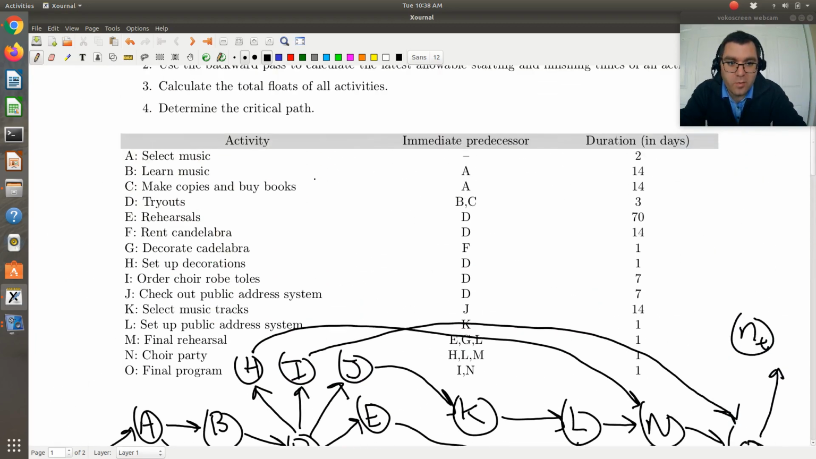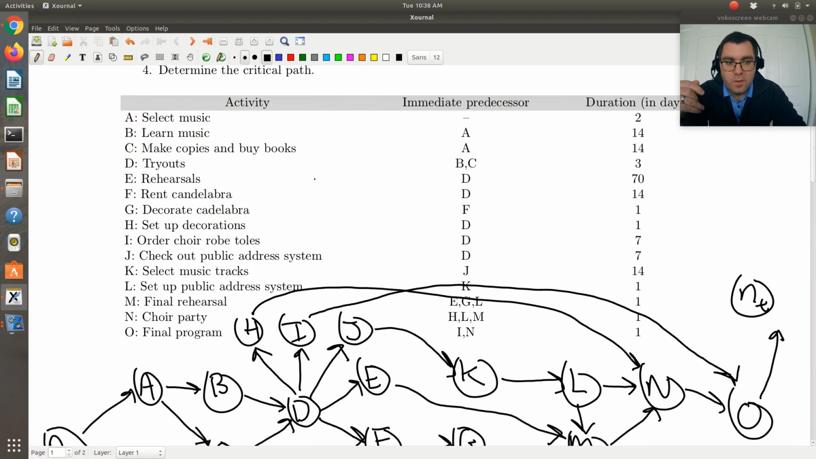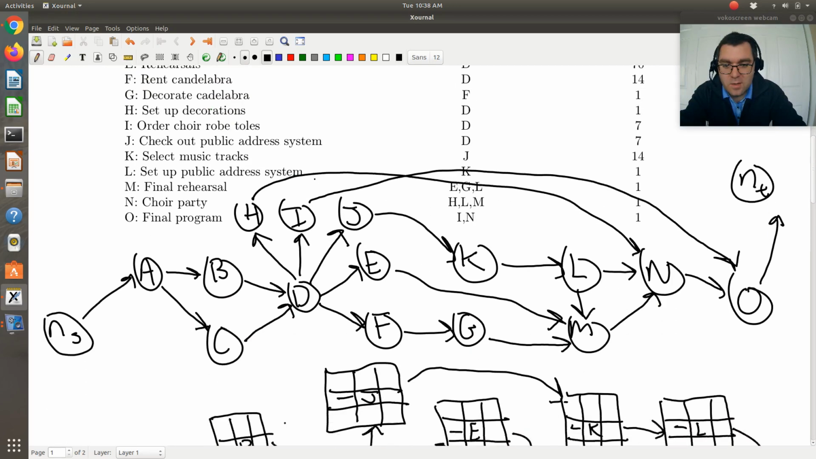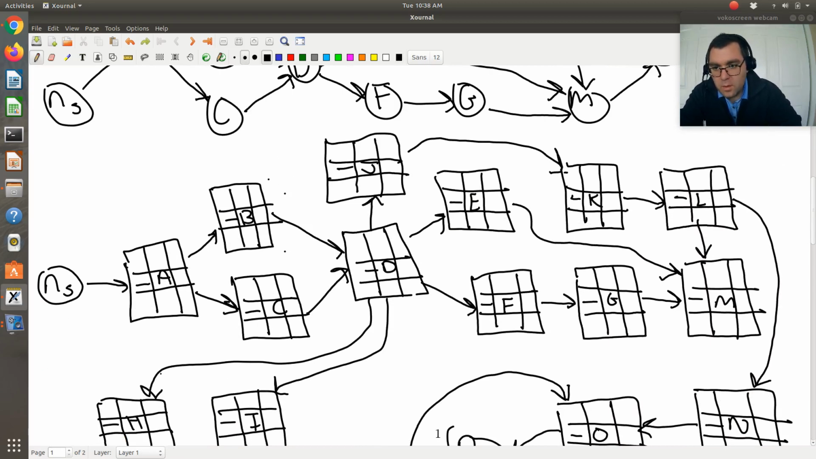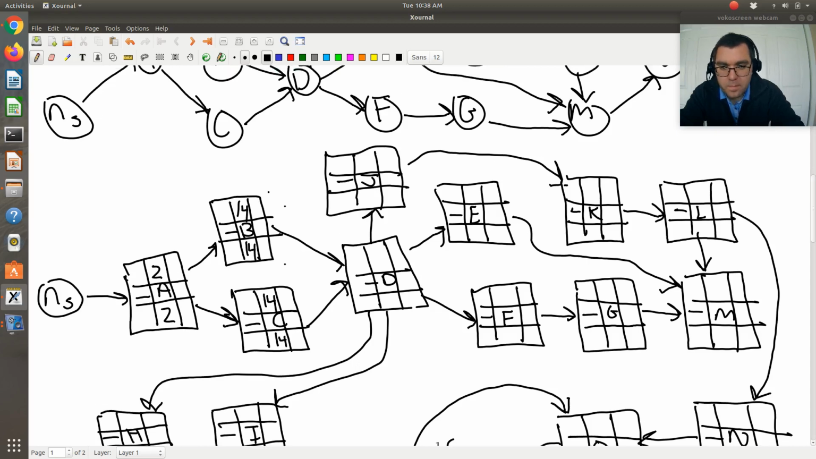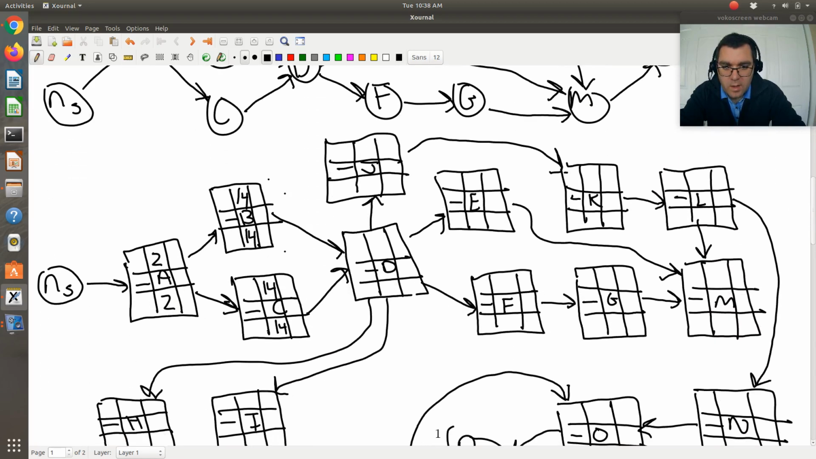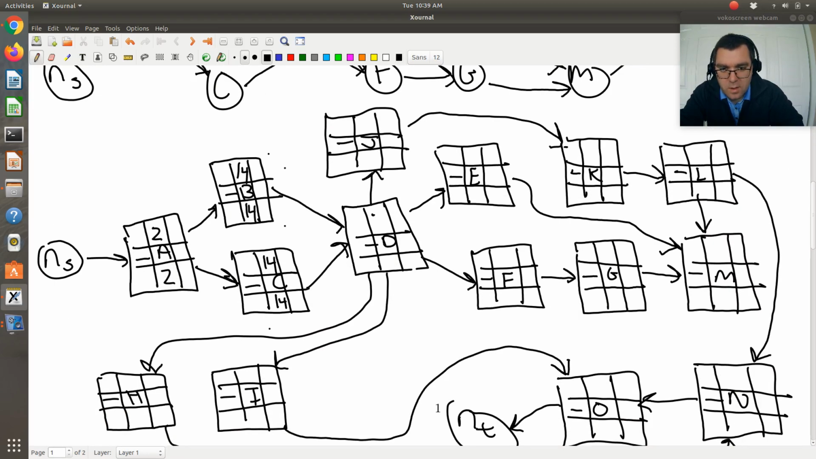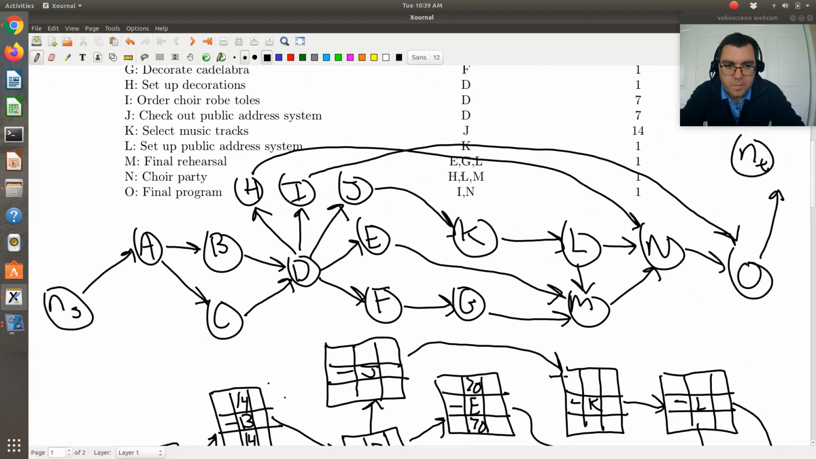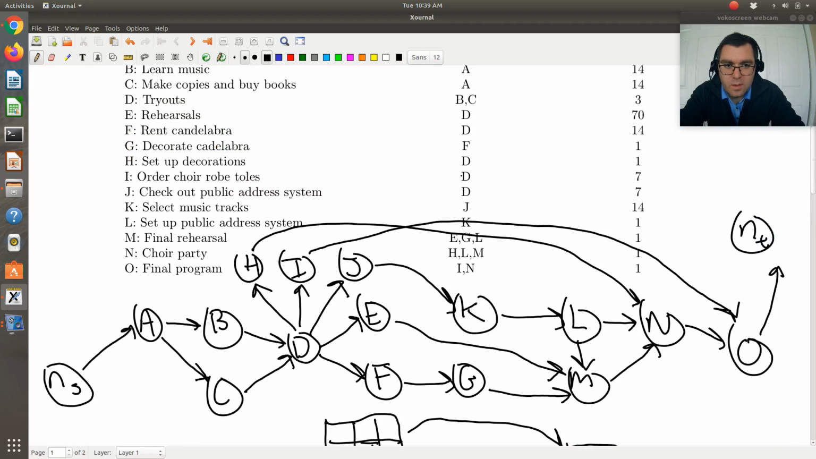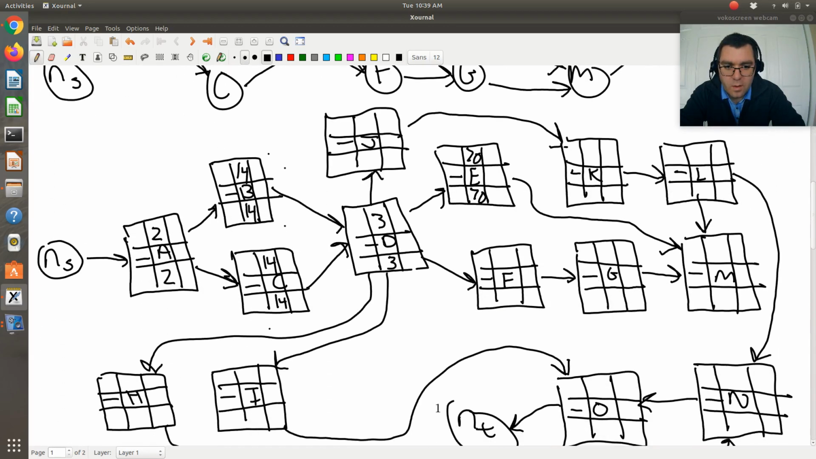Alright, what I'm going to do next is go through the table and write down the durations. So A is 2, then B and C are both 14. D is 3, E is 70, F is 14.